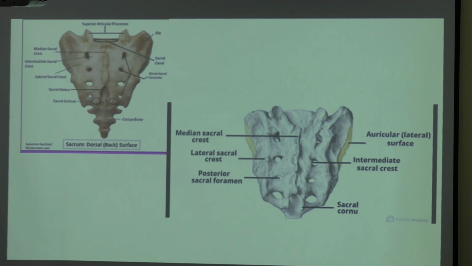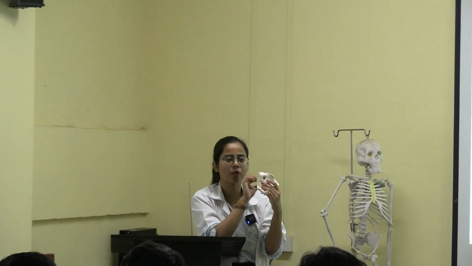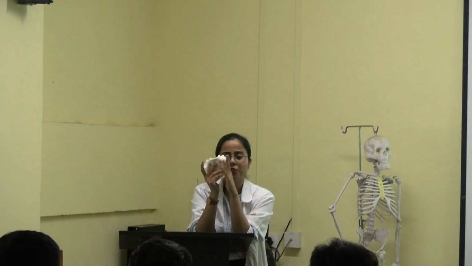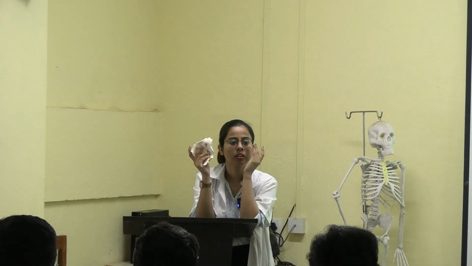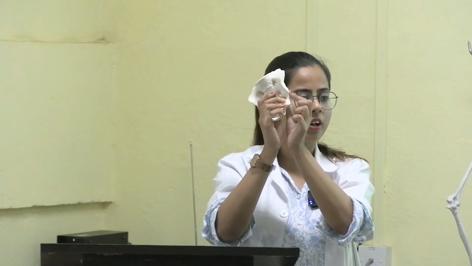Similarly, the posterior foramina will communicate with the anterior ones through the intervertebral foramina. Now from the lateral side, with which bone does it articulate on both sides? The pelvic bone. Which part of the pelvic bone: ilium, ischium or pubis? Ilium. You can see here it is articulating with the ilium of the hip bone. Have you seen the auricular surface of the ilium? Do you remember? Similarly, in the sacrum we have this auricular surface.